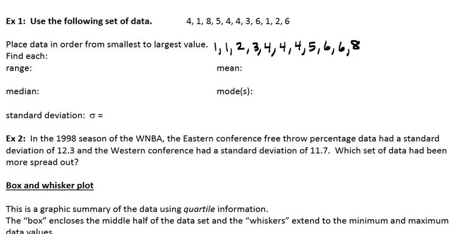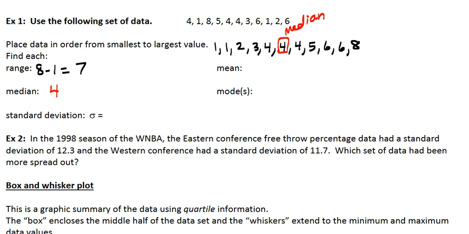Let's go ahead and find our stuff. So the range was the high, subtract the low. So 8, subtract 1, my range is 7. The median is the middle value. Now in this case, there are 11 data values, which means that my median is going to be a specific number. It's just going to be in the middle. So there's 11 values, so there's going to be 1, 2, 3, 4, 5 on either side of my median. 1, 2, 3, 4, 5 on this side, 1, 2, 3, 4, 5 on this side.